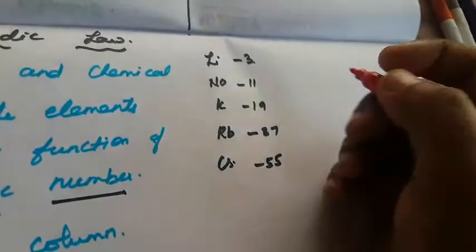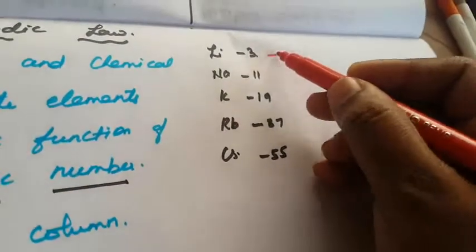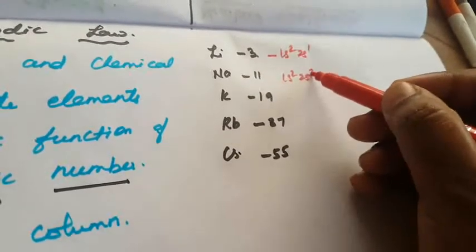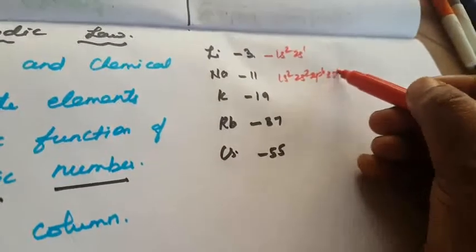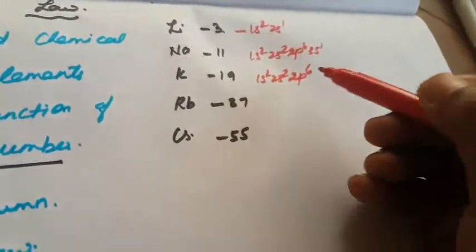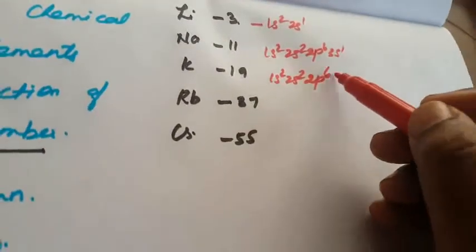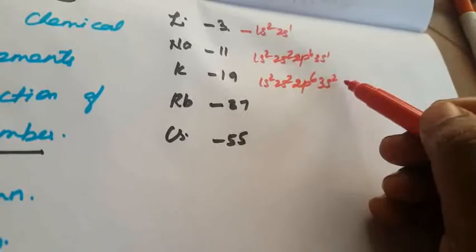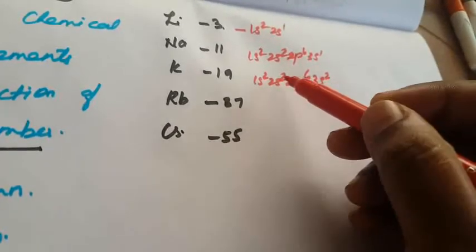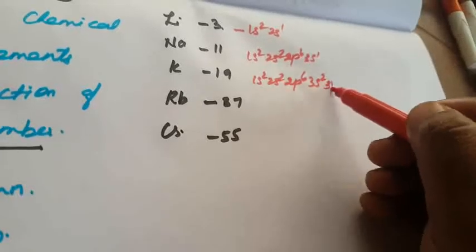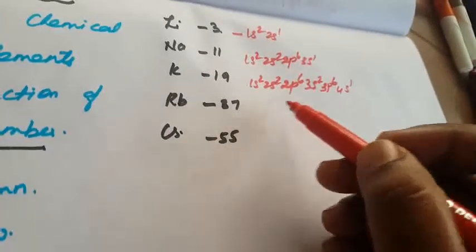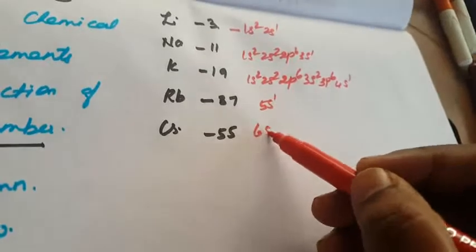How are they classified in the first group? According to the electronic configuration: 1s2, 2s1; then 1s2, 2s2, 2p6, 3s1; then 1s2, 2s2, 2p6, 3s2, 3p6, 4s1. Again it is 5s1, then 6s1.